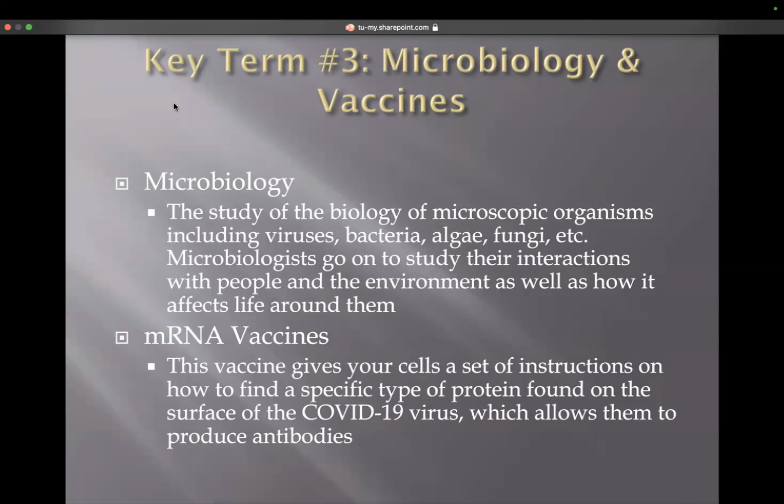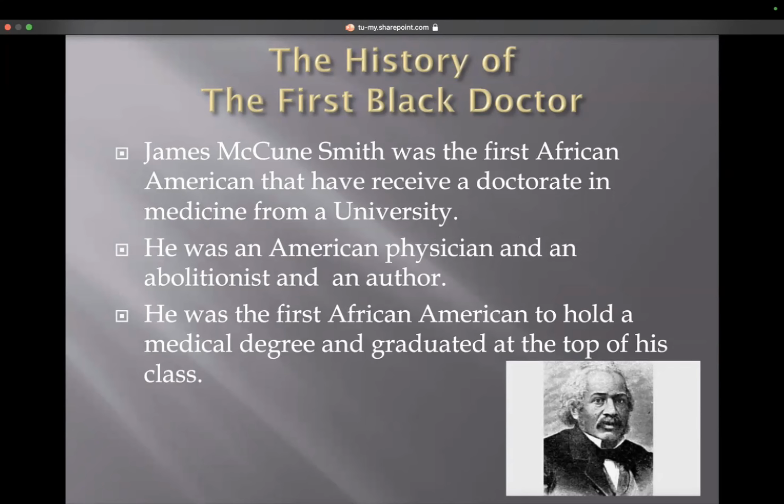So this is one of our group member slides. I'll just read it. The history of the first Black doctor. His name was James McCune Smith, and he received a doctorate in medicine. He was an American physician, an abolitionist, and an author. He was the first African American to hold a medical degree and graduated at the top of his class.